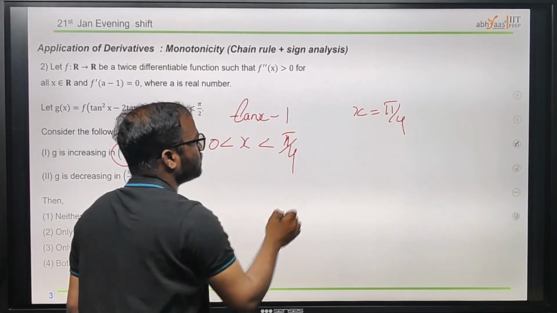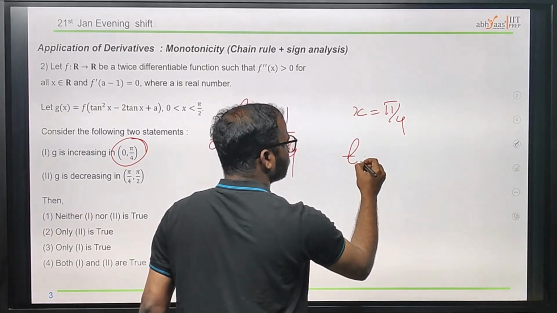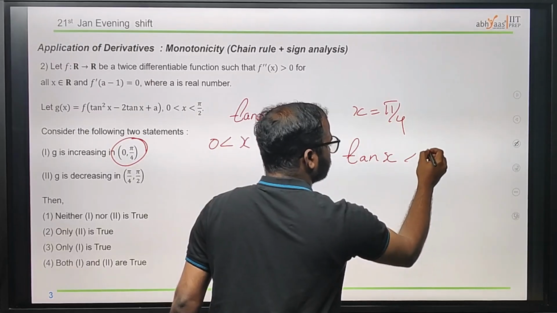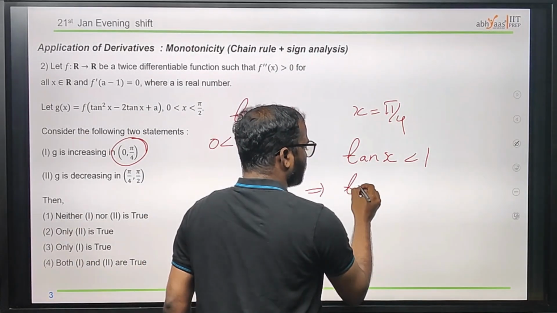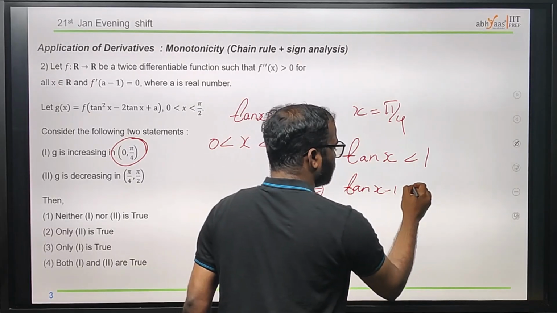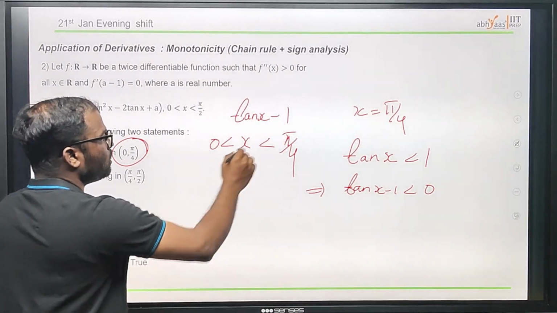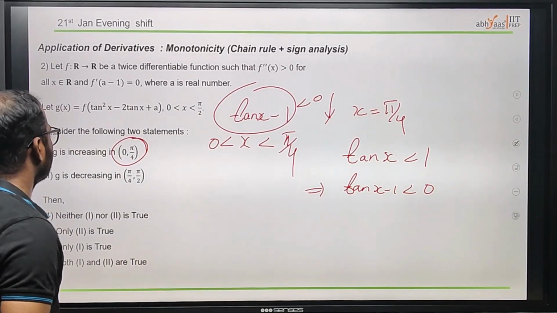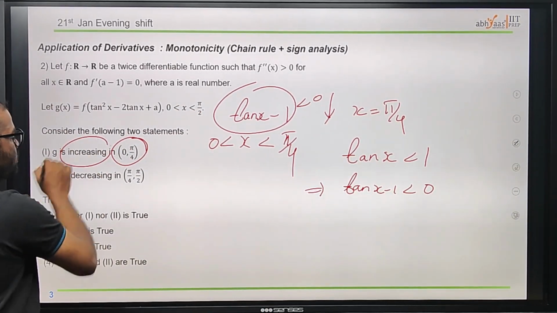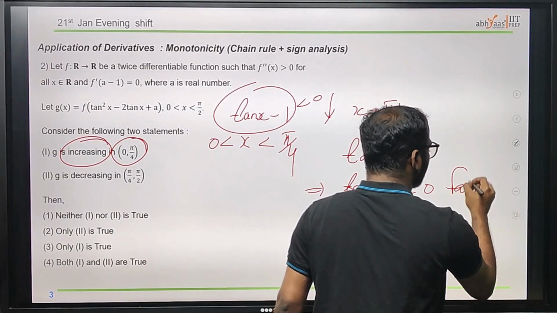Now if you see here, in this interval tan x will be less than 1. Therefore that implies tan x minus 1 is always less than 0. That means this whole term is less than 0, that means it is decreasing. But in the statement they said increasing, therefore it is false.